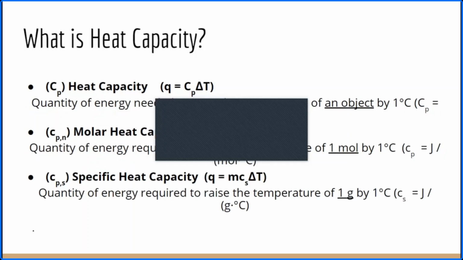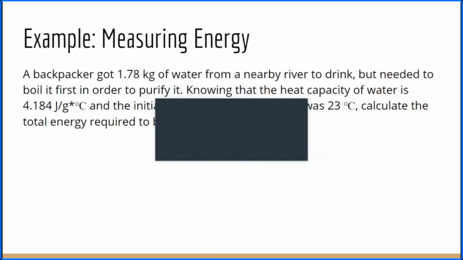And lastly, we have what's called specific heat capacity, and this is the quantity of energy which is required to raise the temperature of 1 gram of a substance by 1 degree Celsius. And in this, rather than using moles, we just substitute the mass of whatever substance it is we're measuring the energy or the specific heat capacity of, and that's represented by that M variable there. So now we're going to talk a little bit about examples on how or when we use these things.